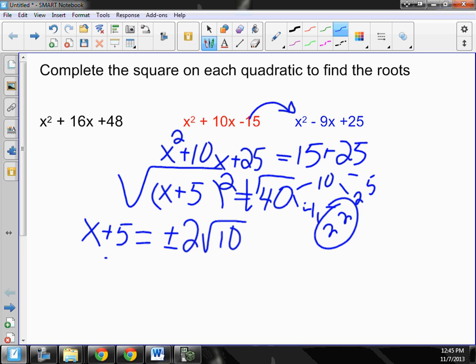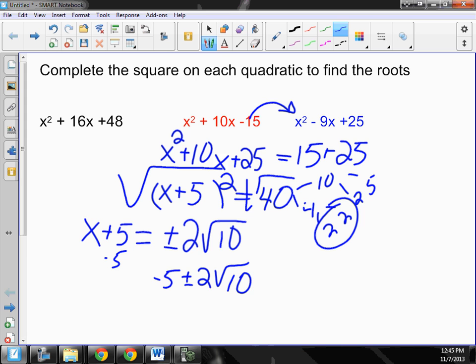Then I subtract the 5, and I get negative 5 plus or minus 2 root 10. That's what we refer to as an exact answer. We could plug that into our calculators and get the decimals. You could even graph the quadratic and use the second calc root to find the decimal values. And sometimes the decimal values are nice.